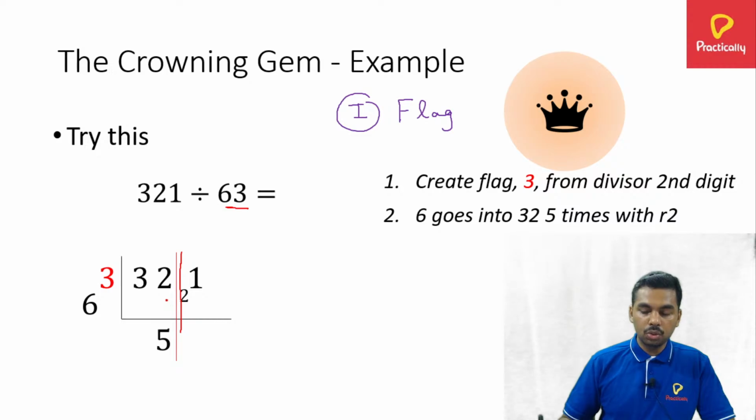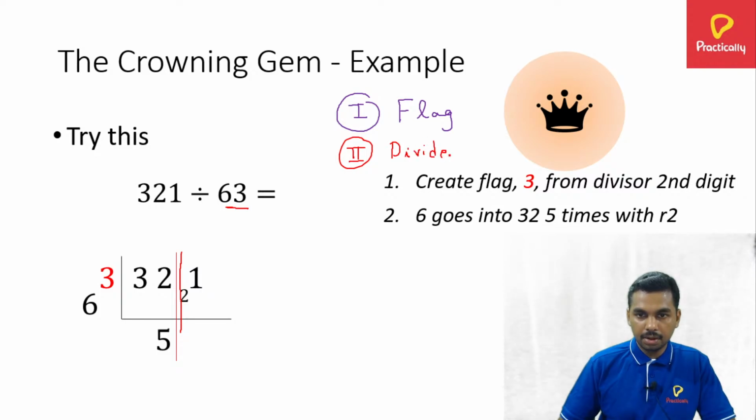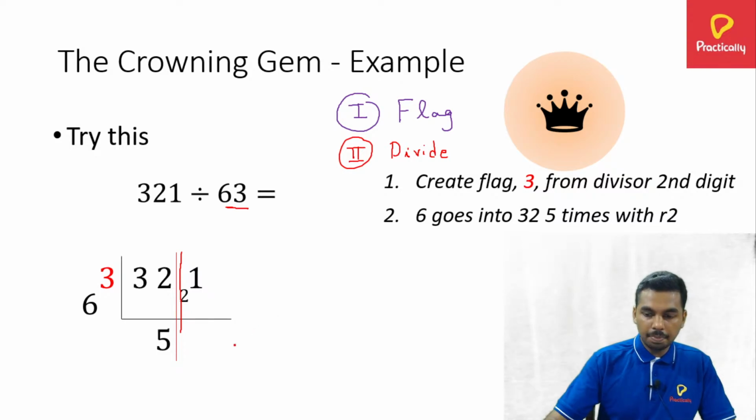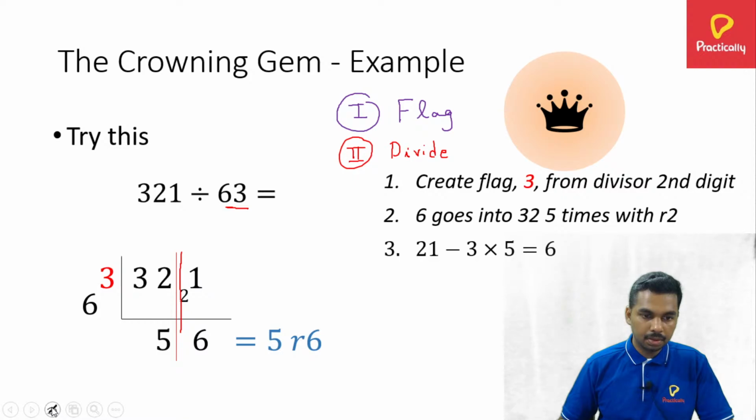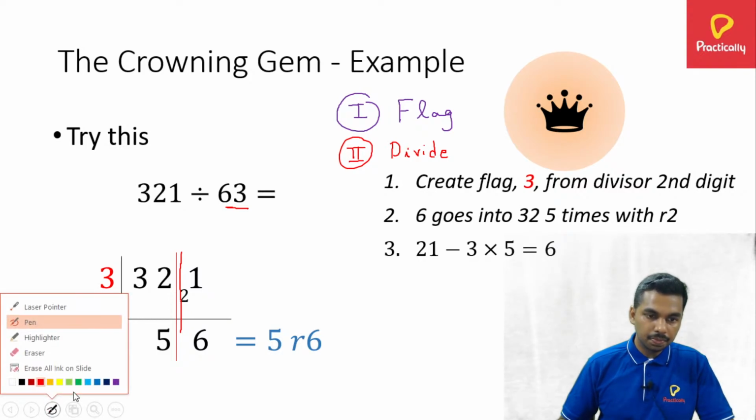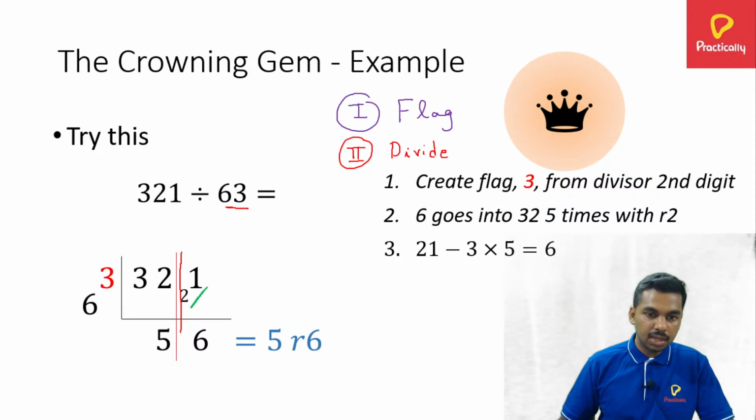Now what do you have to do in the third step? The second step, we understand, is the divide step. The third step is the subtract step. In the subtraction procedure, you have to consider this as a single number, 21. From 21, you have to subtract 5 multiplied by the flag number. 5 multiplied by the flag number is 15. So you have to do 21 minus 15, which is equal to 6. So the third step of the crowning gem is subtract.